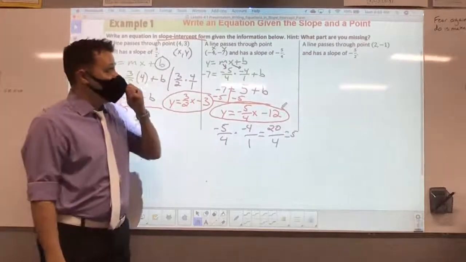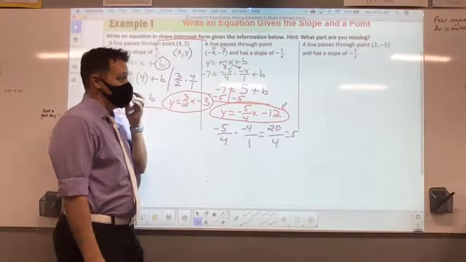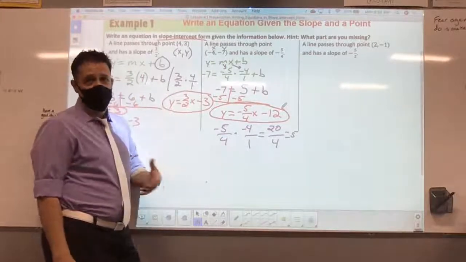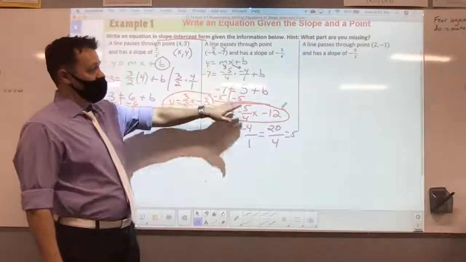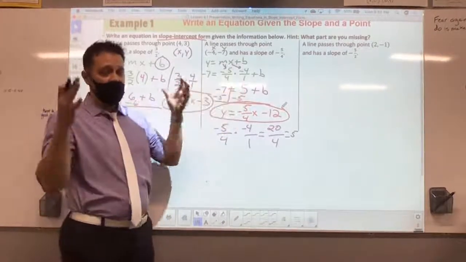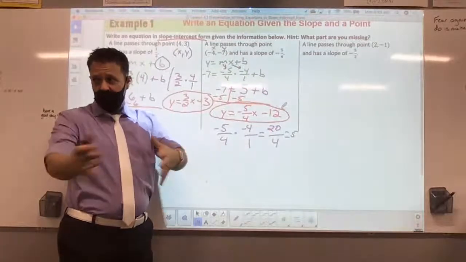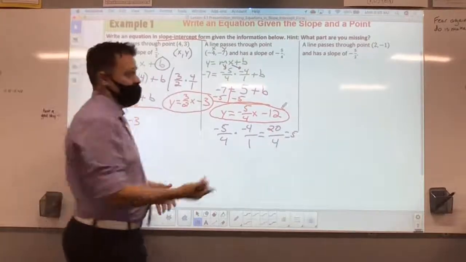Now, I am going to show you the slope-intercept form in a bit, where you can do the same process, same idea. But instead of going through all of these steps to find the b, you plug everything into one equation, and then you just rewrite it. Okay, same with this last one here.